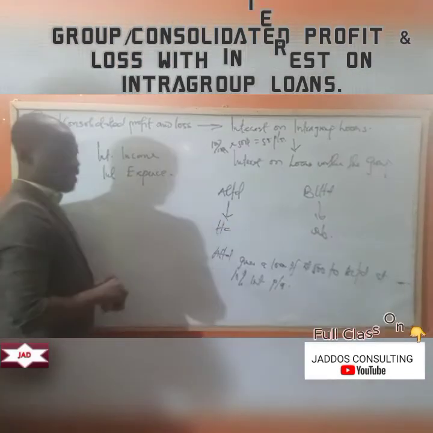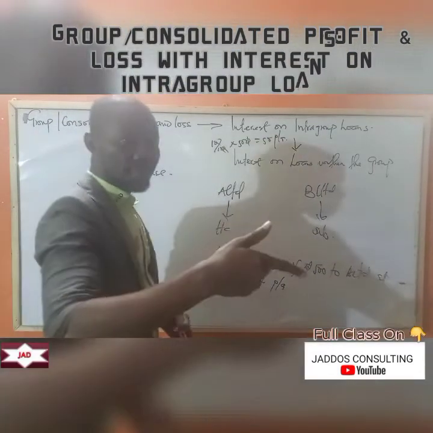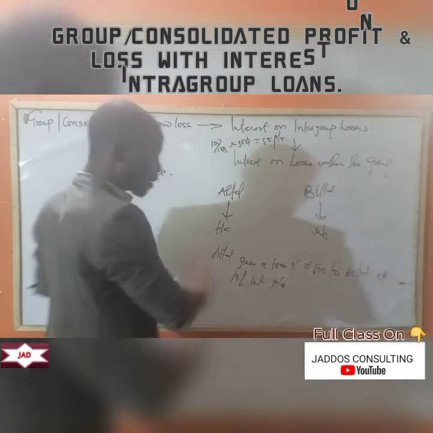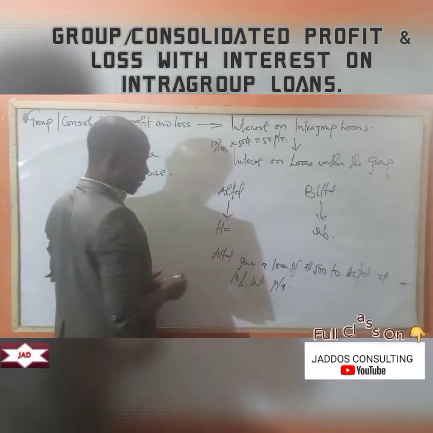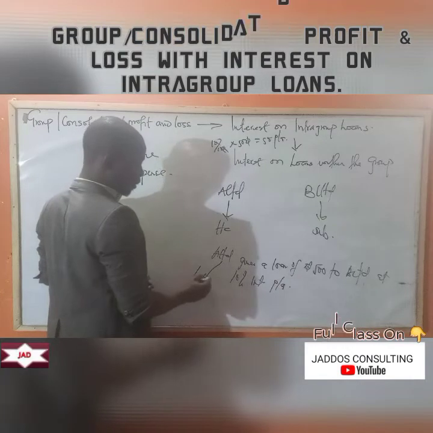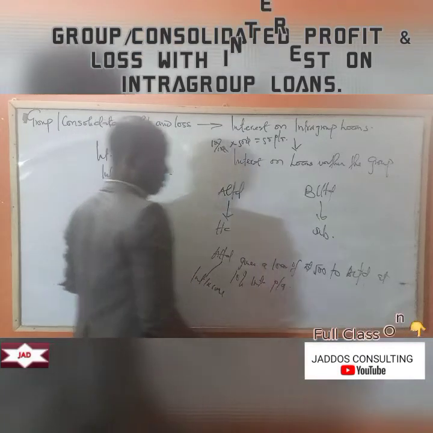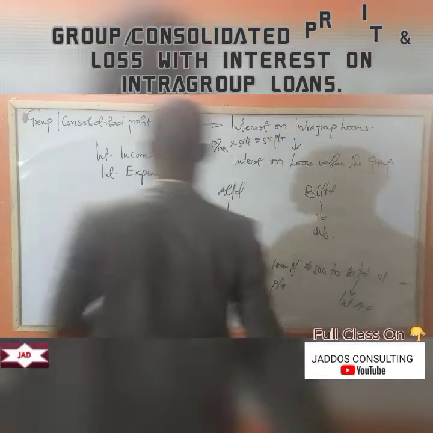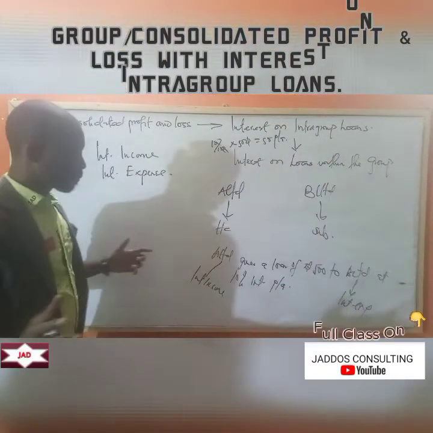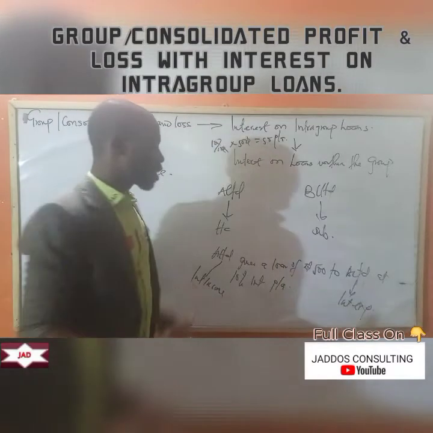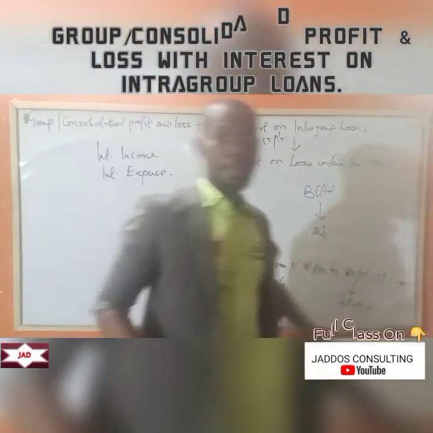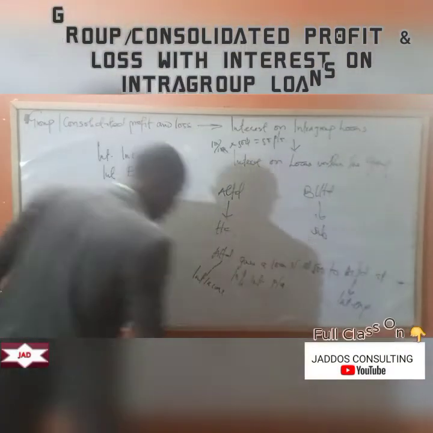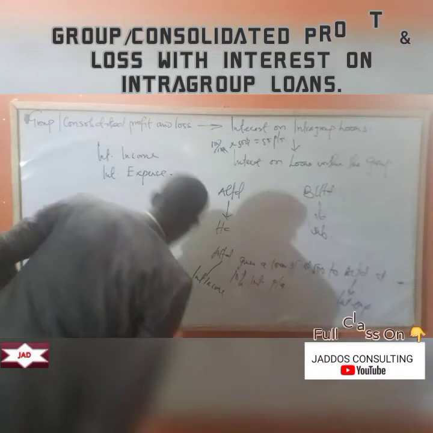So it means that every year one company pays 50 naira as an expense, the other gets it as an income. So from this scenario, A Limited has interest income, B Limited has interest expense. So when they report separately, one has an income, the other has an expense, right? Now when they report separately, let's see what it looks like.